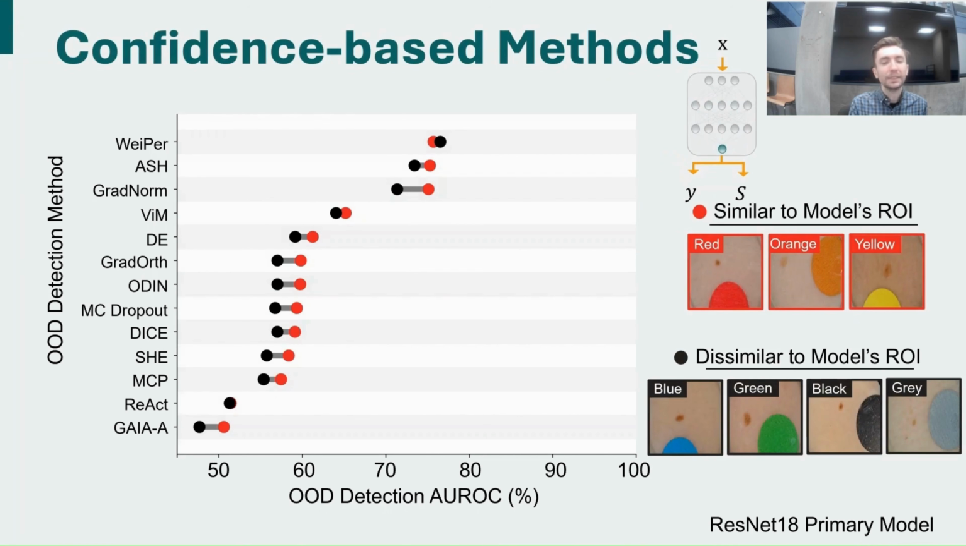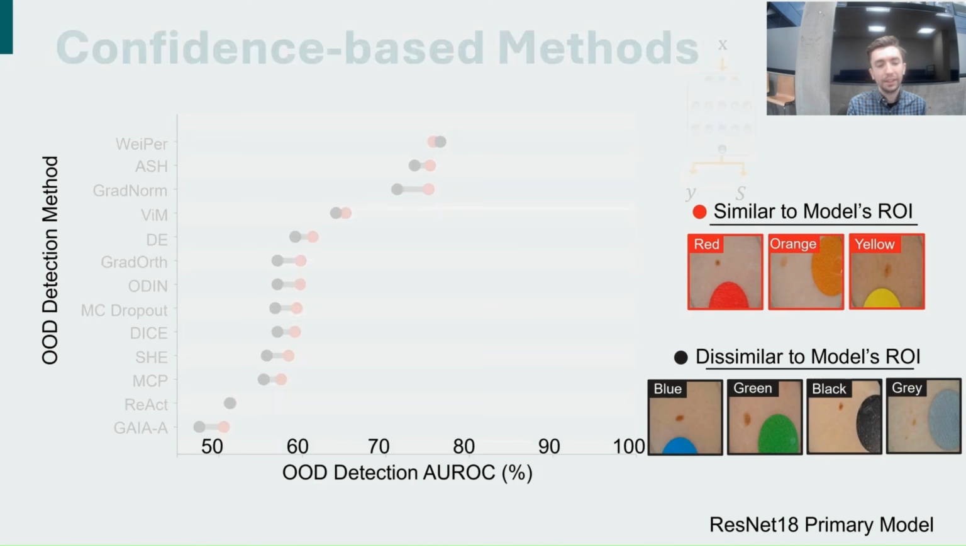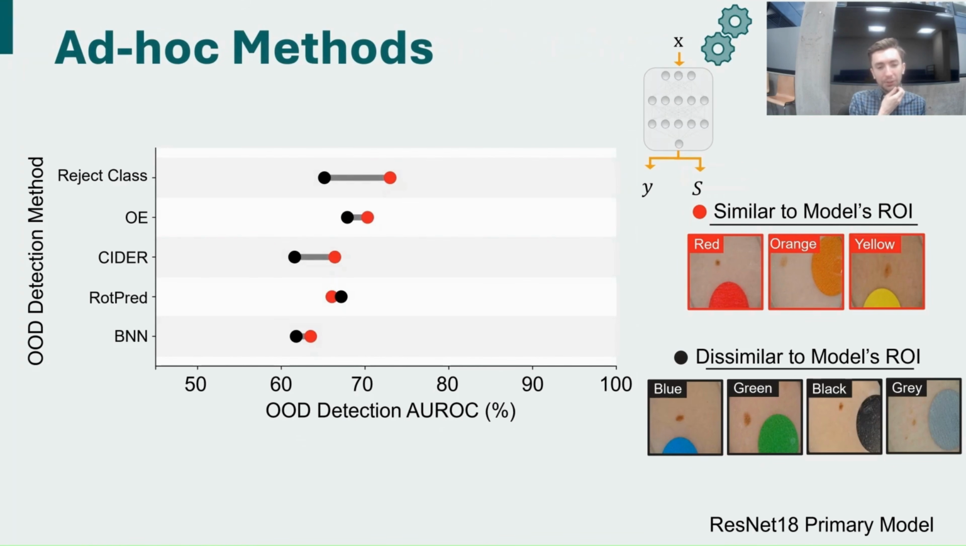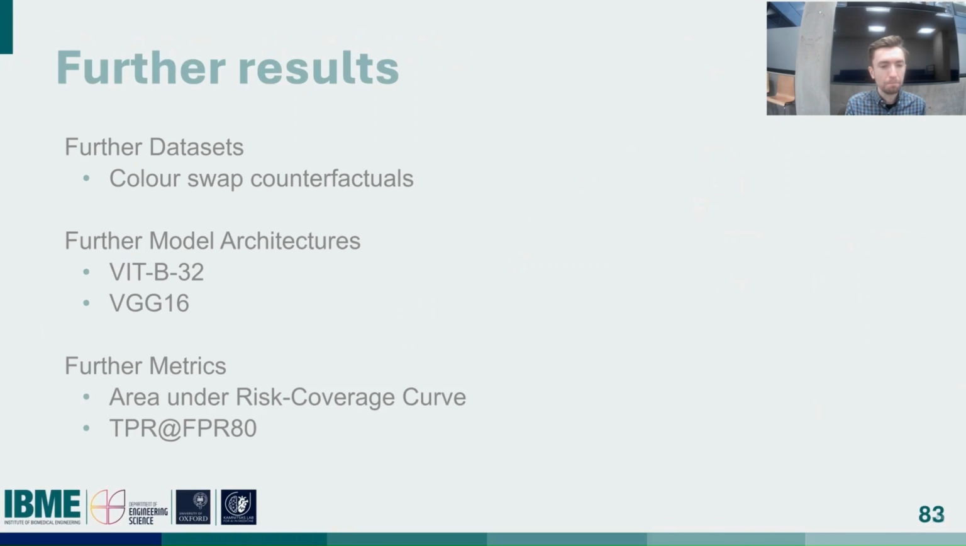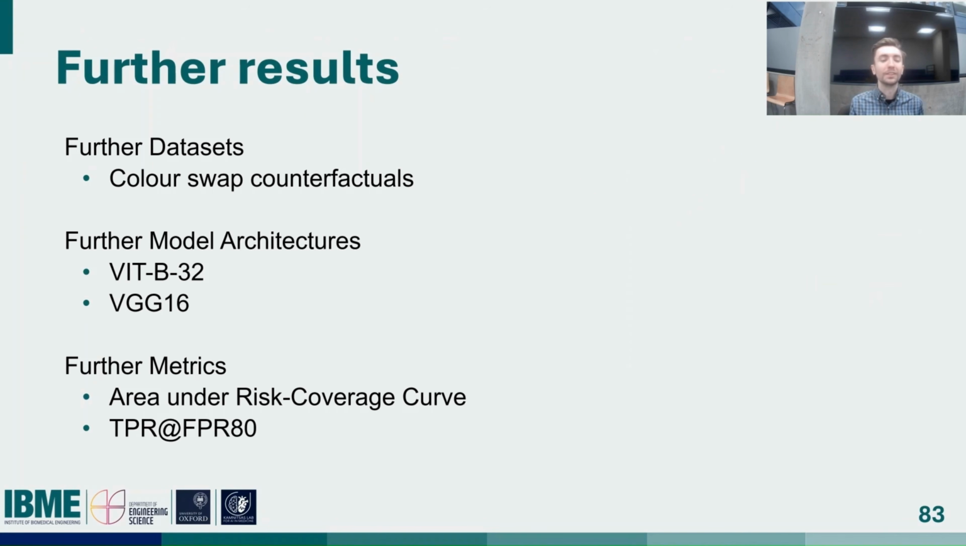For our confidence-based methods, we're seeing smaller drops. And then we see drops in AUC for the ad hoc methods too, and the same for our external methods. If you're interested, we have further results in our paper, which show the same trends hold for the color swap counterfactuals, for different model architectures, such as ViTs and VGGs, and for other metrics.